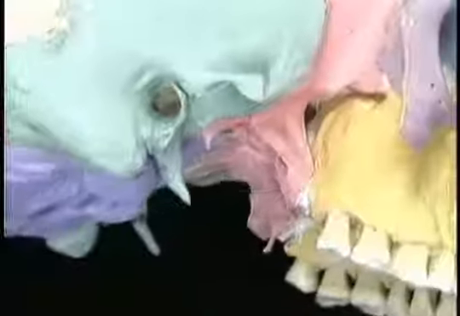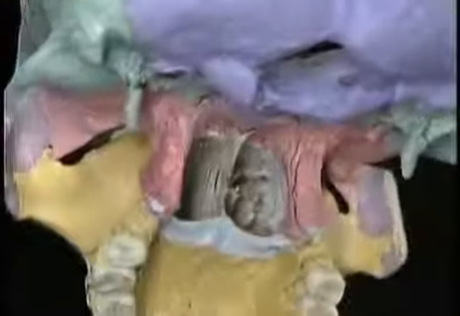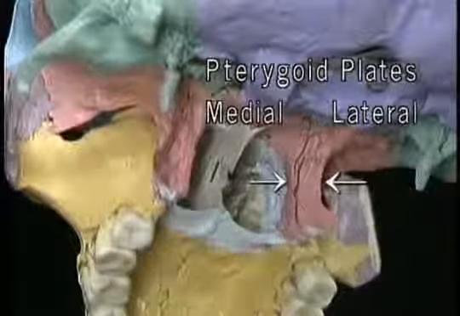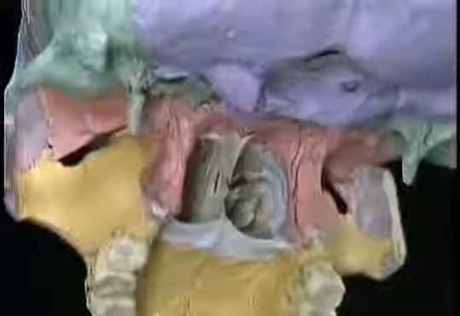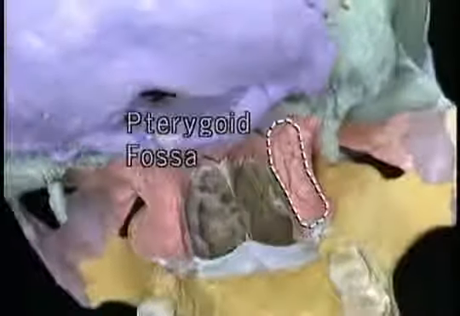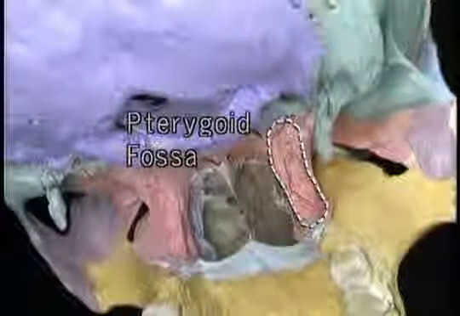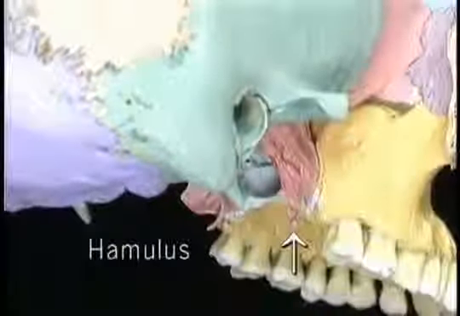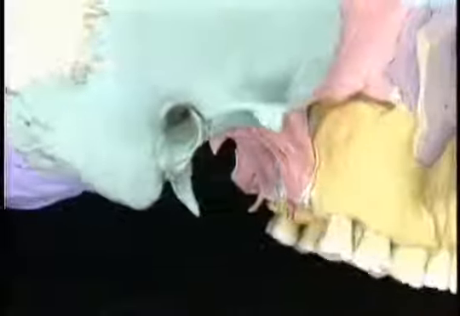The pterygoid process of the sphenoid bone projects downward behind the maxilla. The pterygoid process includes the lateral and medial pterygoid plates, which are the attachments for some important muscles that we'll see later. This hollow between the pterygoid plates is the pterygoid fossa. This little hook is the pterygoid hamulus. It's a pulley, as we'll see later.